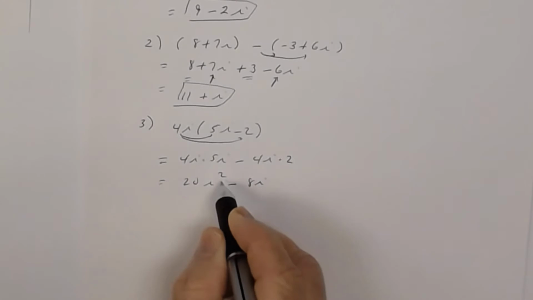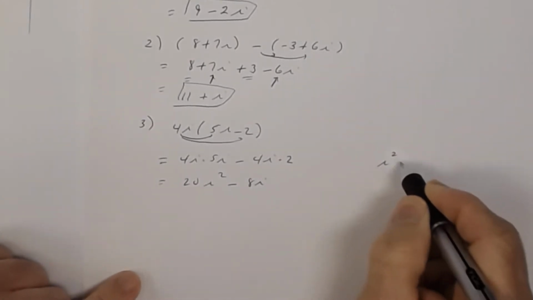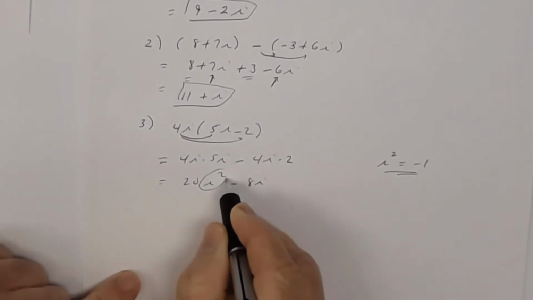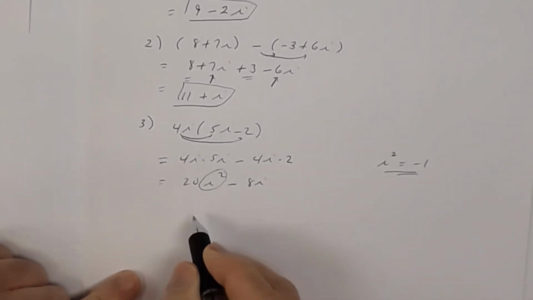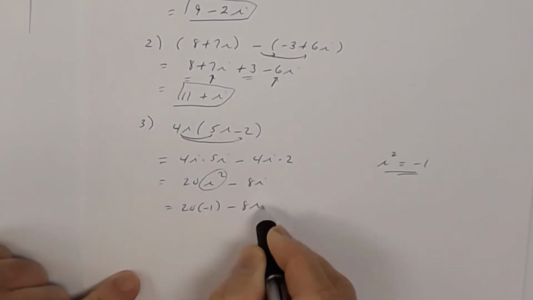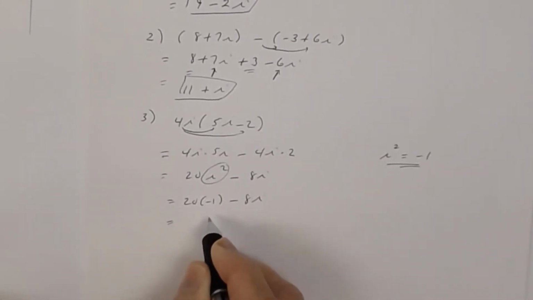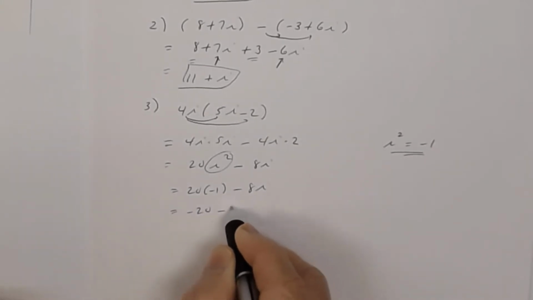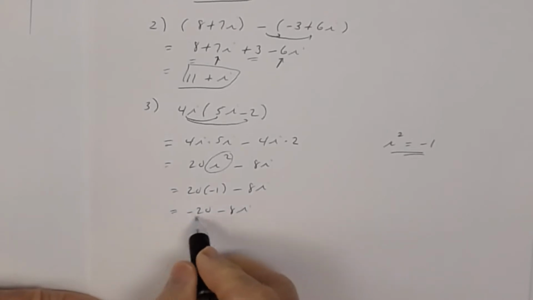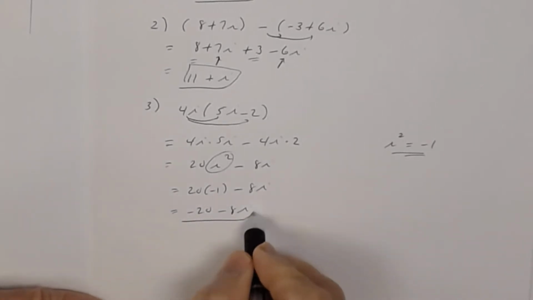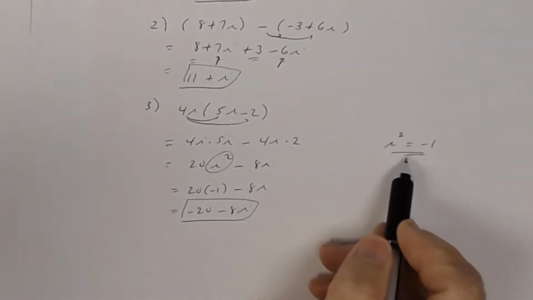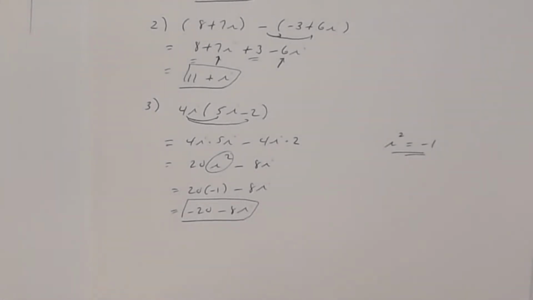Now, you've got to remember that i squared is equal to negative 1. So you have to replace this i squared with negative 1. I get 20 times a negative 1 minus 8i, and 20 times a negative 1 is a negative 20 minus 8i. Remember, you have to put this in standard form, which it is. So negative 20 minus 8i, and that's answer number 3. Remember that i squared is equal to negative 1.